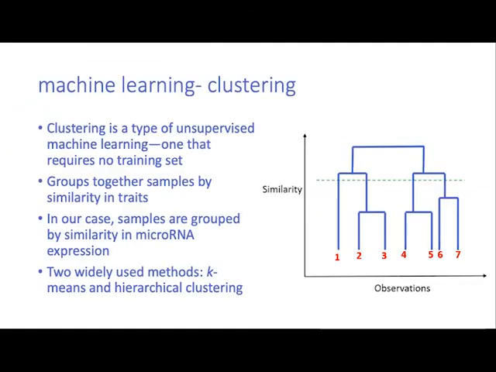Machine learning clustering is a type of unsupervised machine learning, one that does not require a training set. It groups together samples by similarity in traits, and in our case, samples are grouped by similarity in microRNA expression. Two widely used methods for gene expression in cancer genomics are k-means and hierarchical clustering, whereas clustering on microRNA expression is still new.